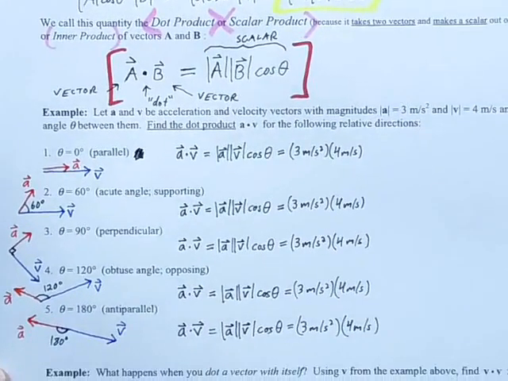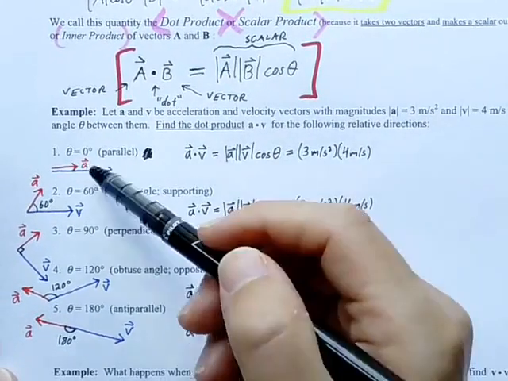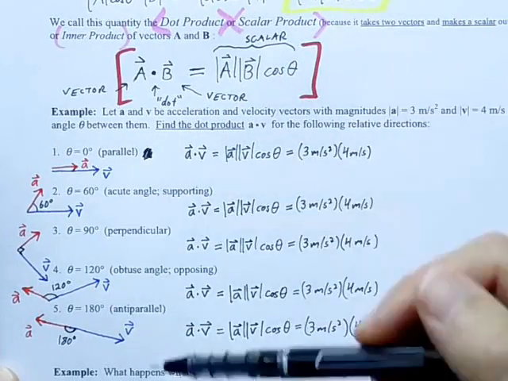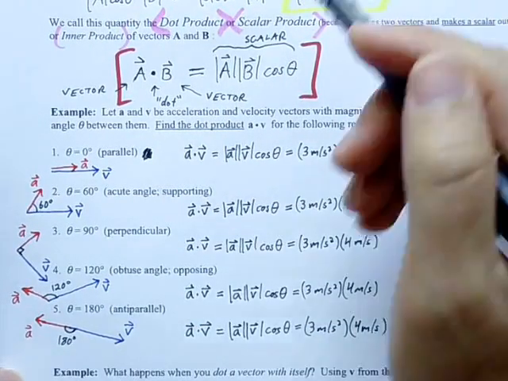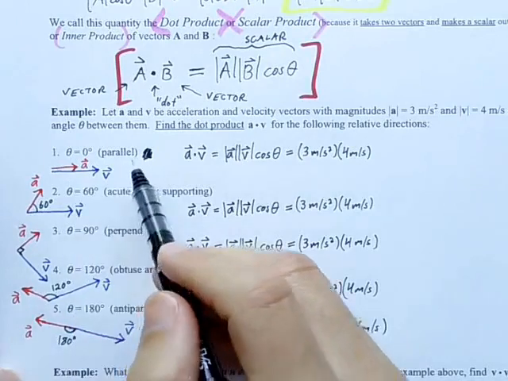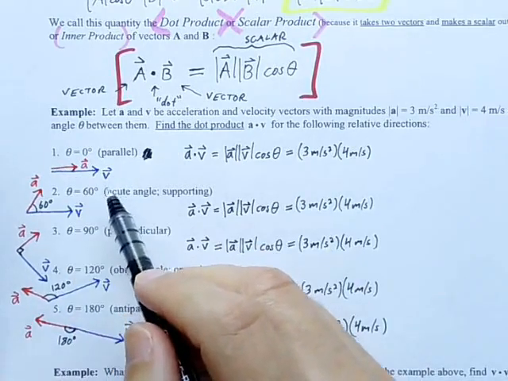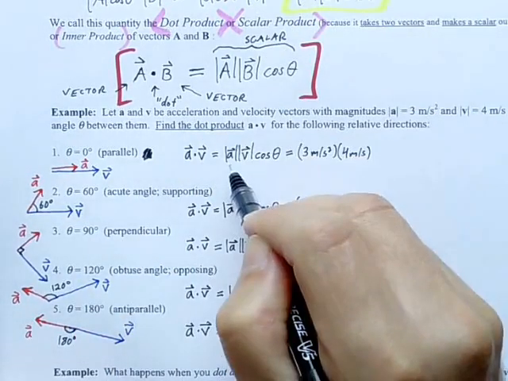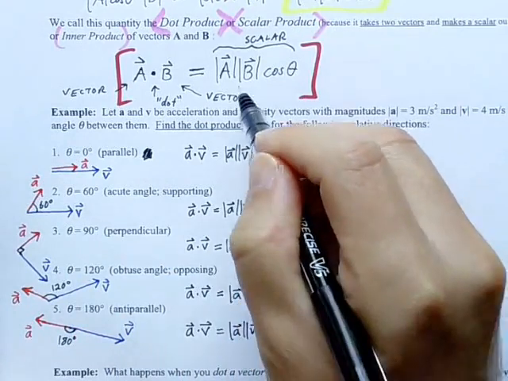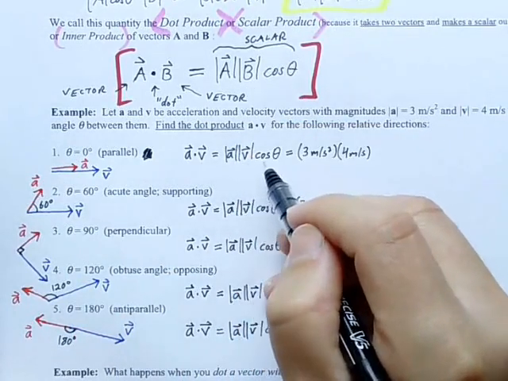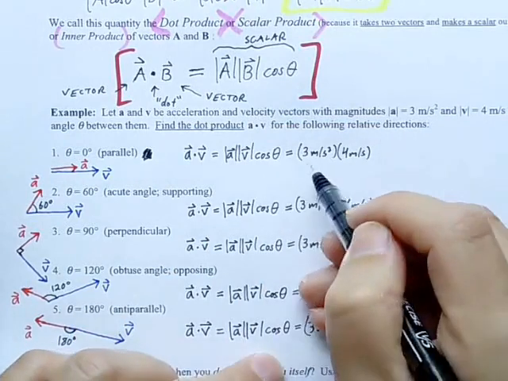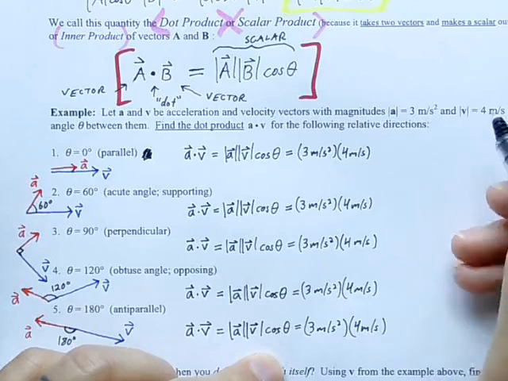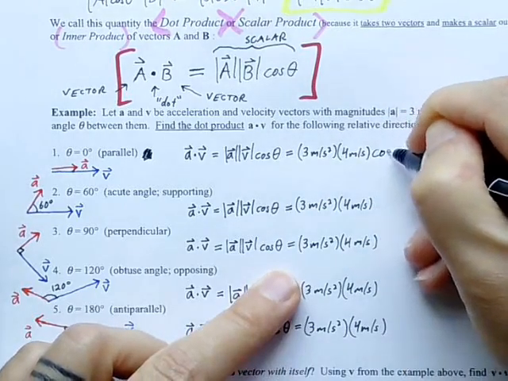So I've got 5 examples here, and I've already drawn out some vector diagrams and set up our calculation for these 5 times. First instance, if the angle between them is 0, in other words, if A is parallel to V, then A dot V, according to our definition, is given by the magnitude of A times the magnitude of V. We take their magnitudes and multiply them together, then multiply by the cosine of the angle between them. So 3 meters per second squared is the magnitude of A, 4 meters per second is the magnitude of V, and then we multiply by the cosine of the angle between them.